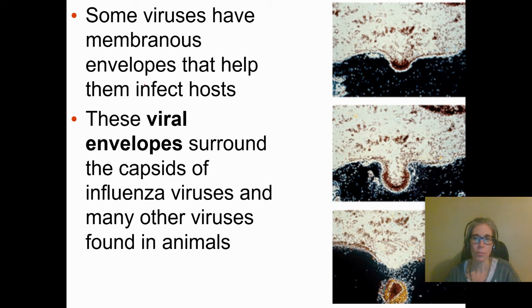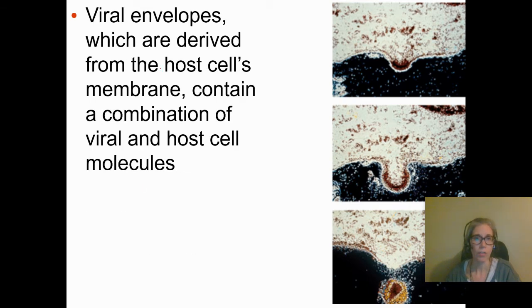Usually those come from the host that they're sort of coming out of, and they often help the virus infect the host. These are often how viruses in animals look. So viral envelopes are derived from the host cell's membrane. They're going to contain the host's proteins and stuff on the outside.